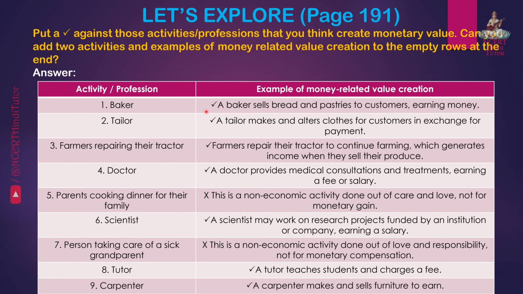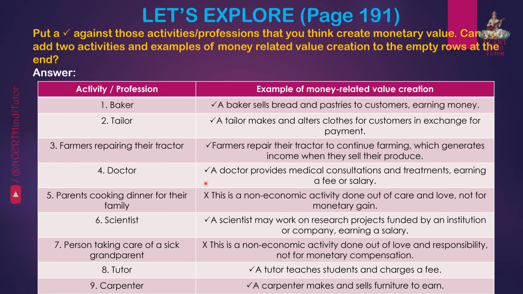First, baker. So this is right. A baker sells bread and pastries to customers, earning money. Second, tailor. This is also right. A tailor makes and alters clothes for customers in exchange for payment. Third, farmers repairing their tractor. This is also right. Farmers repair their tractor to continue farming, which generates income when they sell their produce.